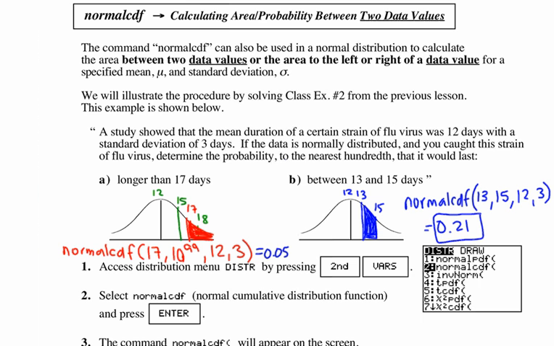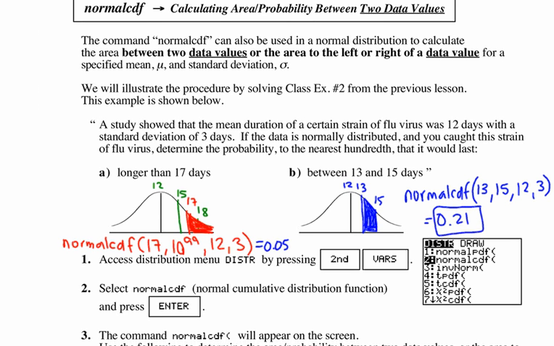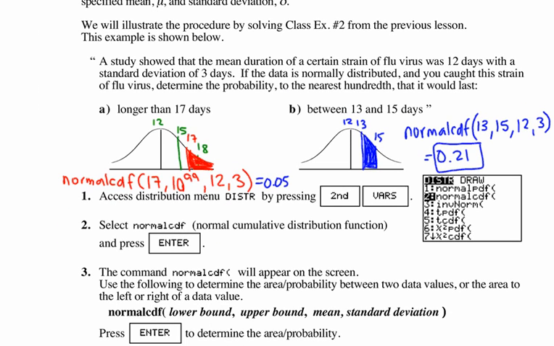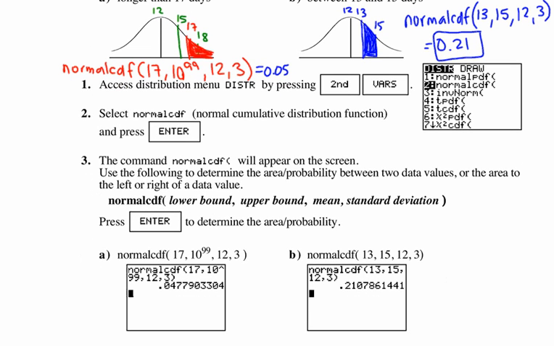Okay, now if I was showing my work on a test, I'd actually have to write out what I typed into my calculator. And so it's that easy. So the formula for between two x scores then is normal CDF, lower bound, comma, upper bound, comma, mean, comma, standard deviation. And so here is what they typed in here.